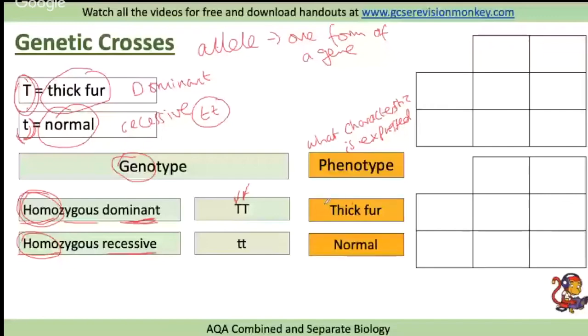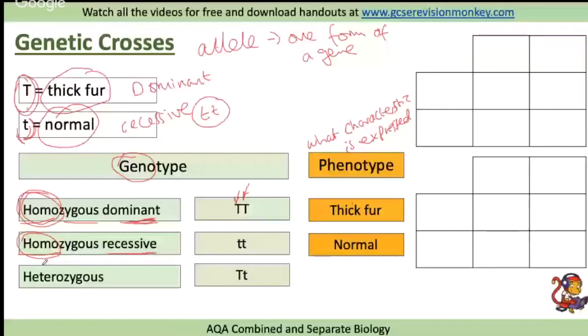And the final combination you could have is heterozygous. So that means 1 of each. Hetero, 1 of each. So you get a capital T and a lowercase t. But you need to look at which one's dominant. Dominant is thick fur. So wherever you have an allele with a capital, that means that you will express that characteristic. So in this case, because we've got a capital, that wins over. So this heterozygous will be thick fur.